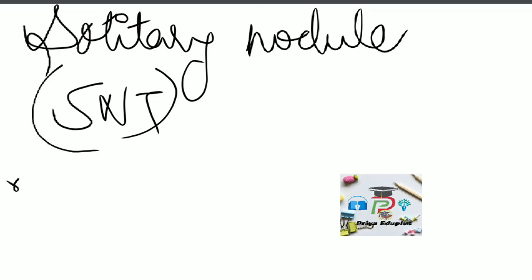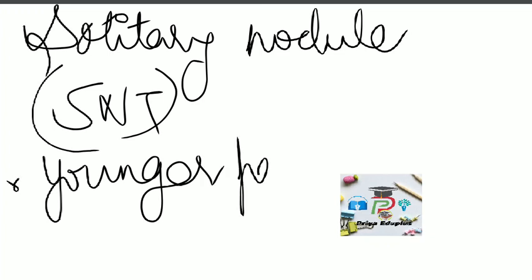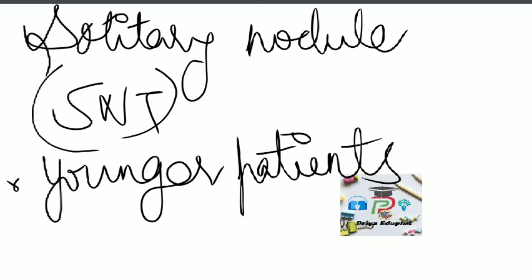Then nodules in younger patients. We already know that carcinoma are common in older age, but here it is opposite. Thyroid carcinoma are common in younger patients.